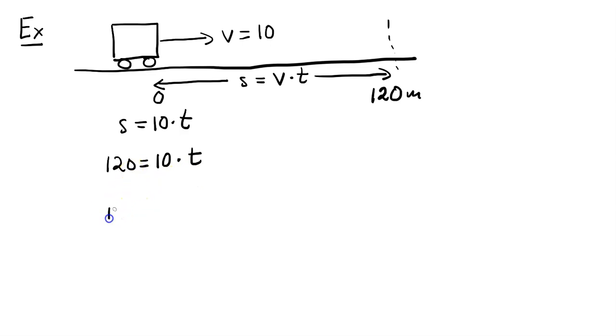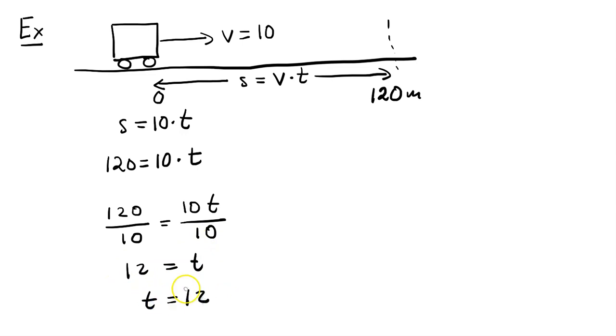Okay, so we make an equivalent equation. Now I don't write out this equivalent sign all the time, so just make it implicit. So I divide both sides by 10. And this is 12. This is t. Or you can just as well write it as t equals 12. So after 12 seconds, it has reached 120 meters.